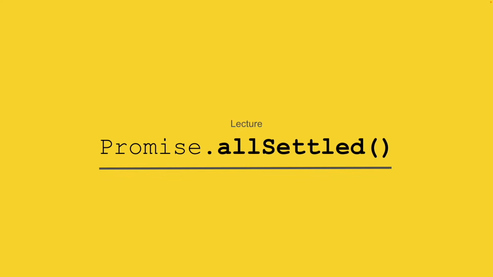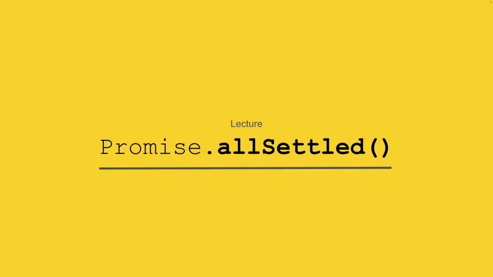What is the promise.allSettled static method? This allSettled static method will help you to combine all the promises together, and it will return a single promise which will get executed upon the completion, upon the settlement of all the given promises inside it, which are independent from each other.